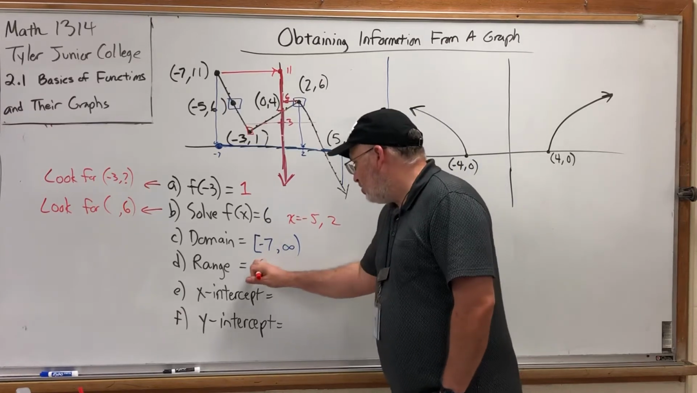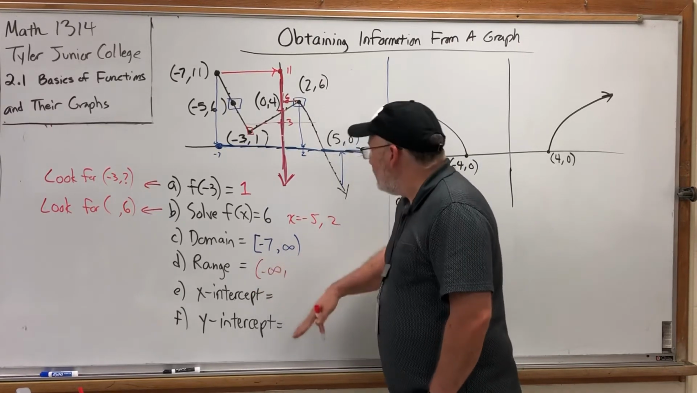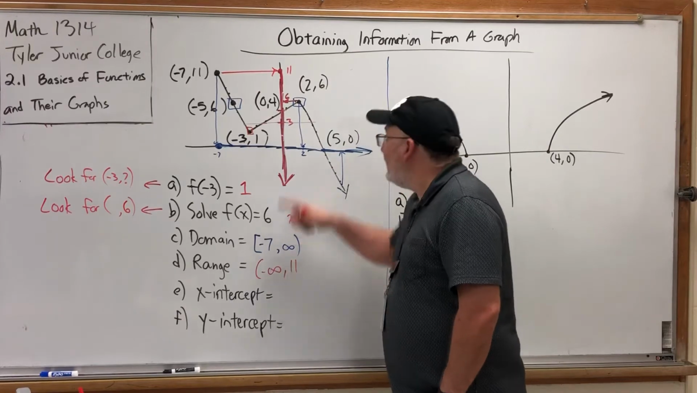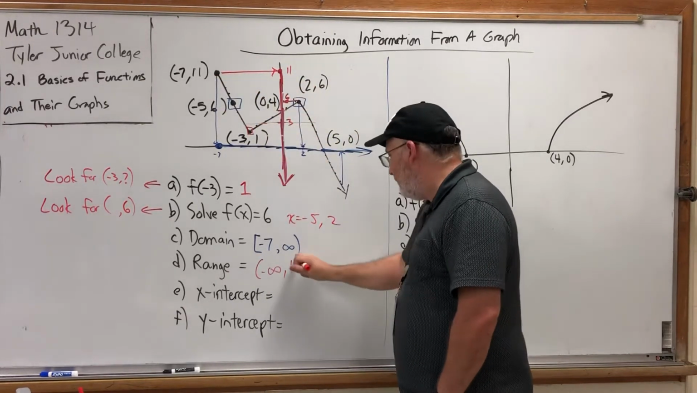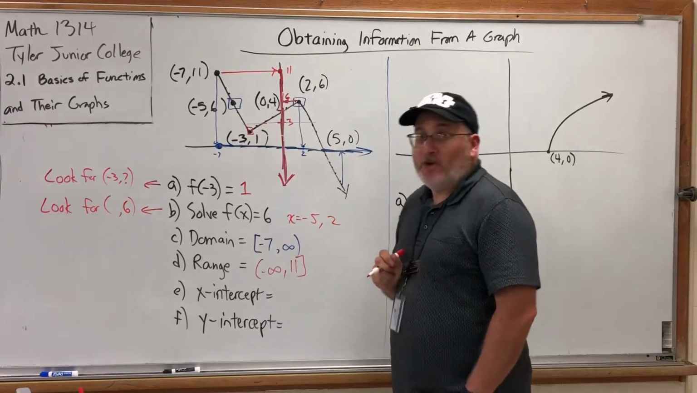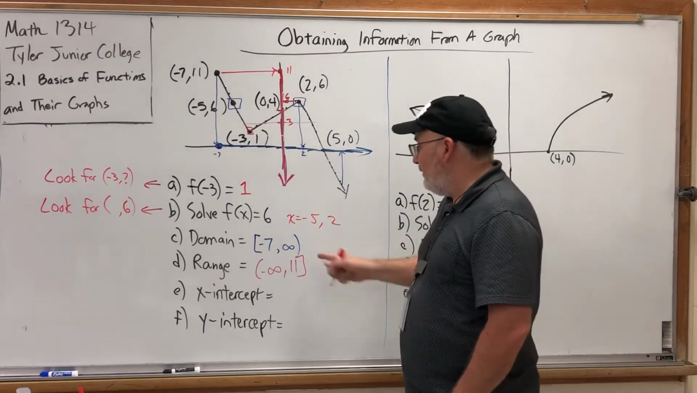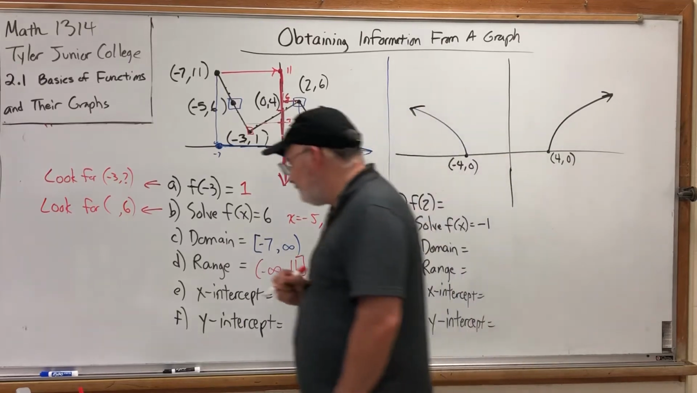So this range starts at negative infinity, goes all the way up to 11, and includes the 11 because the point that the 11 came from is part of the graph. You can tell because it's filled in. If it were empty, it would not be part of the graph, and the 11 would get a parenthesis.